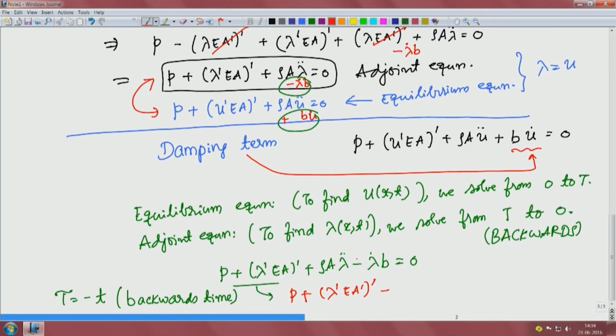Okay. But here lambda double dot, you have to take derivative twice. Now, we are doing with respect to tau, which has minus t. So, when you take two derivatives of tau, then it will become plus again. So, that remains plus, there will be rho A lambda double dot. Now, with respect to tau, this minus lambda dot will become plus lambda dot b equal to 0, because of what we have assumed that t is minus tau.